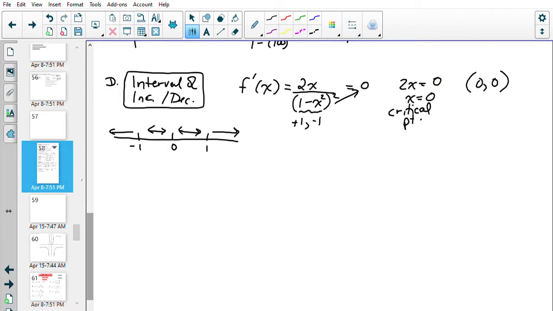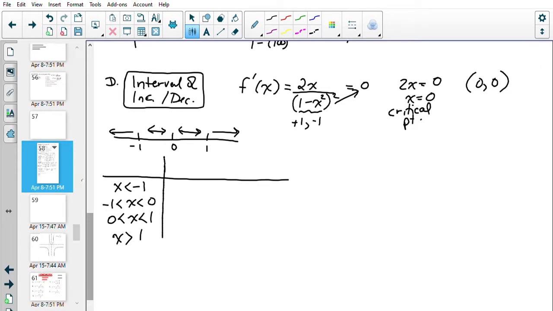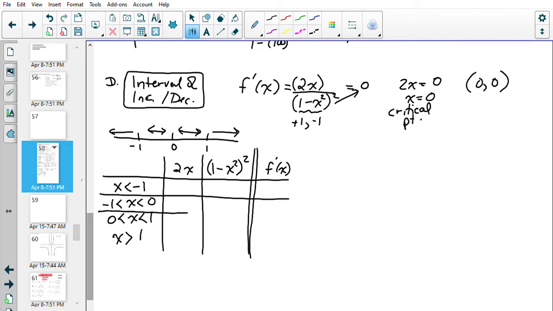So I'll draw the interval table. On this side of the interval table, I will put what the intervals are: less than -1, between -1 and 0, between 0 and 1, and the last interval would be greater than 1. Across the top of my interval table, I'm going to put the components of the derivative, meaning a 2x is going to get one column, the denominator of (1 minus x squared) squared will be the other column, and then I put a little double line to show that I'm summarizing what the derivative would be equal to afterwards. So I'll continue to put some lines in here.